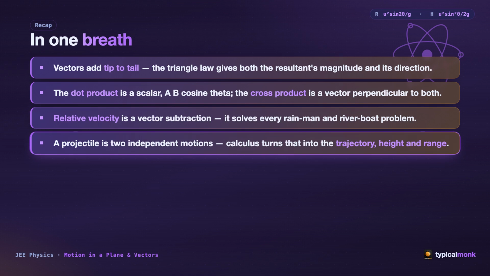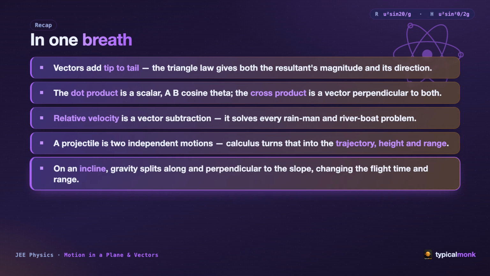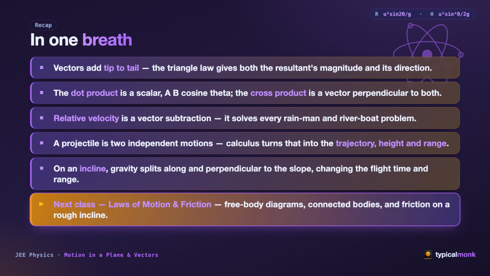A projectile is two independent motions at once. Constant velocity horizontally, uniformly accelerated vertically, and calculus turns that into the trajectory, the height and the range. On an incline, gravity splits along and perpendicular to the slope, which changes both the flight time and the range along it. And next class, we meet the force behind all this motion. Laws of motion and friction, free body diagrams, connected bodies on a pulley, and friction on a rough incline.